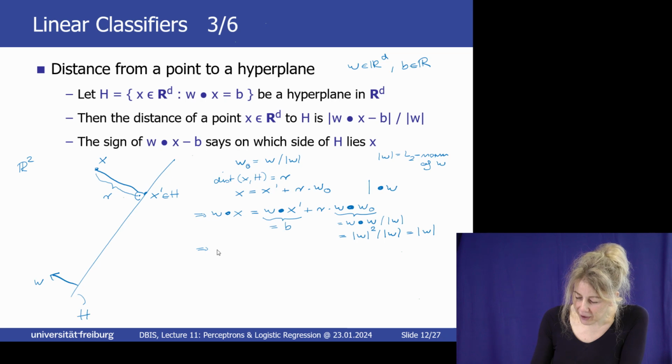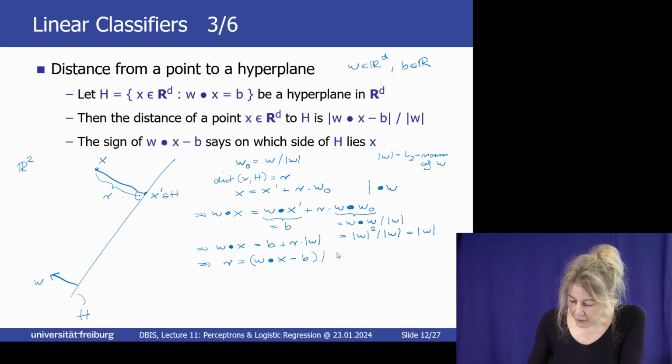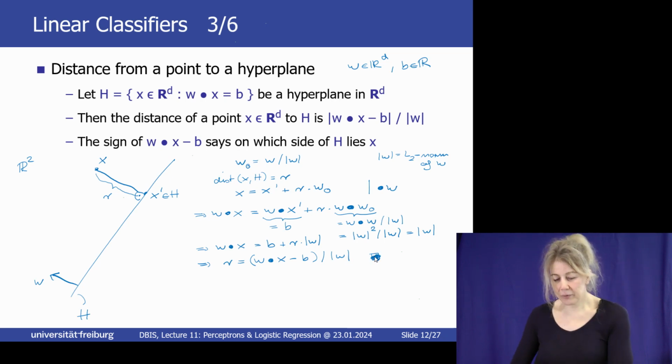So now let me just write what we have derived. So this is b plus r times w, and this just says that if I solve for r, then this is just (w times x minus b) divided by the length of w, which is just what I wanted to prove.